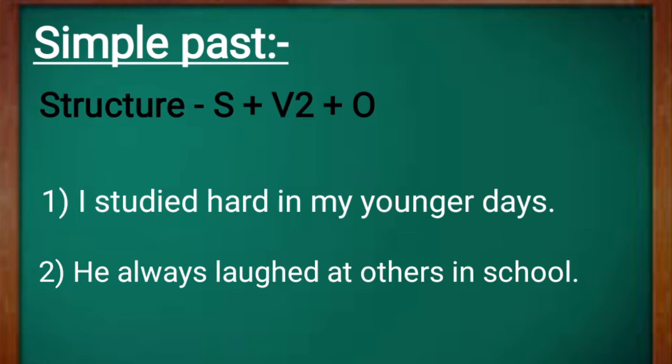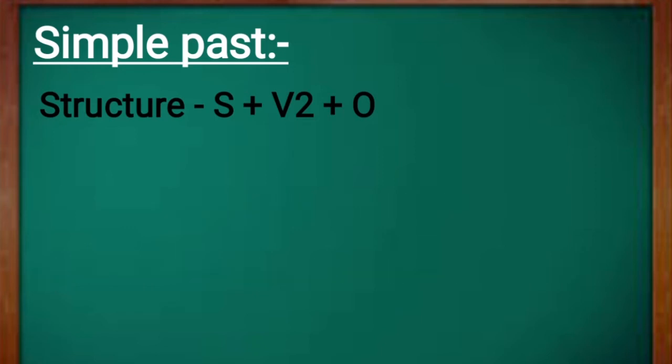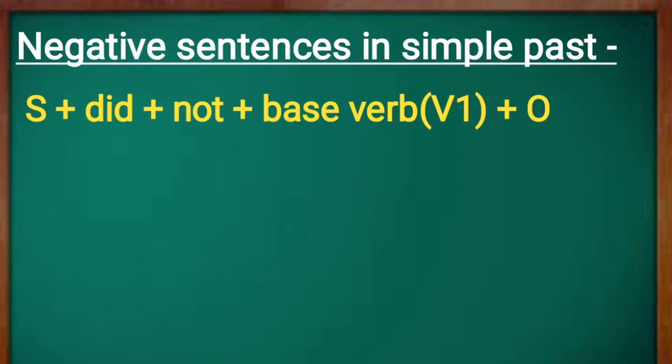So far, we used simple past tense for statements, means for simple sentences. Now, let's see its use in negative sentences. Friends, now let's learn how to use simple past tense in negative sentences. And it is very, very important, so please be attentive. For negative sentences of simple past, we have to follow this structure.